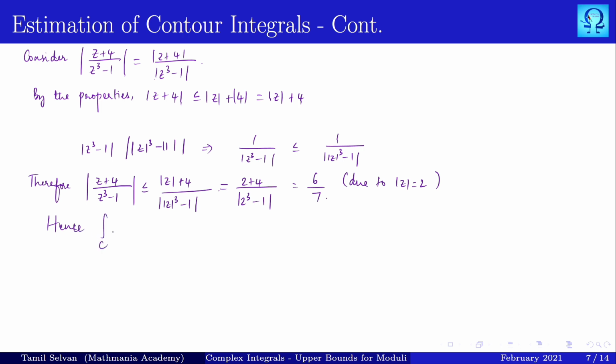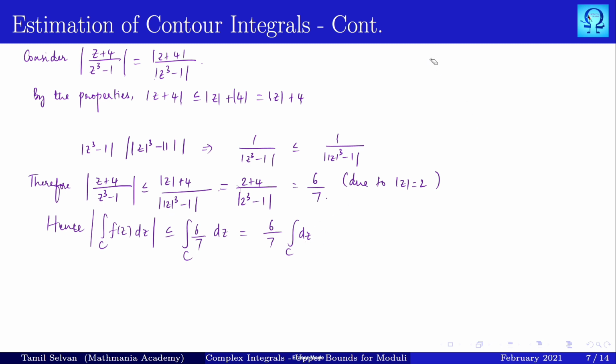Hence the absolute value of the integral over C of f(z) dz is smaller than or equal to the integral over C of 6/7 |dz|. Now we'll have to do the parameterization. Sorry, I have done something wrong. Yes, I shall have it as |dz|. Since this is constant, I take it outside: the absolute of dz. Now I'll have to do the parameterization.